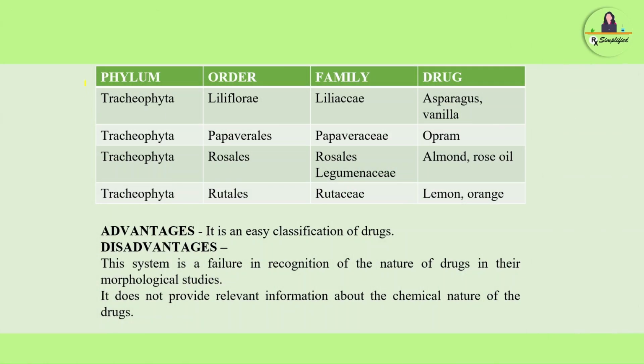By this table, we can study the taxonomical profile of a drug. What is the advantage? It is an easy classification of drugs. What are the disadvantages? The system is a failure in recognition of the nature of the drugs in their morphological study. It doesn't provide relevant information about the chemical nature of the drug.